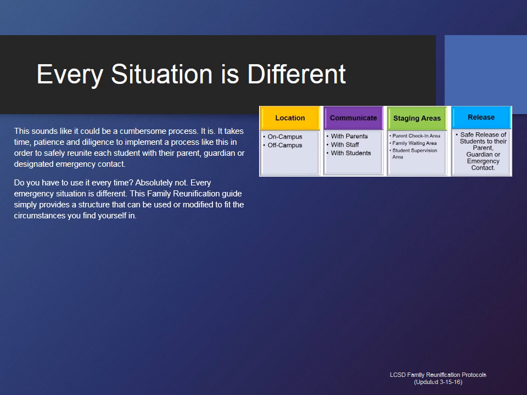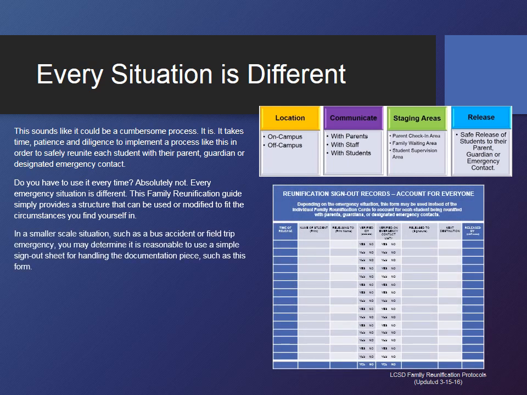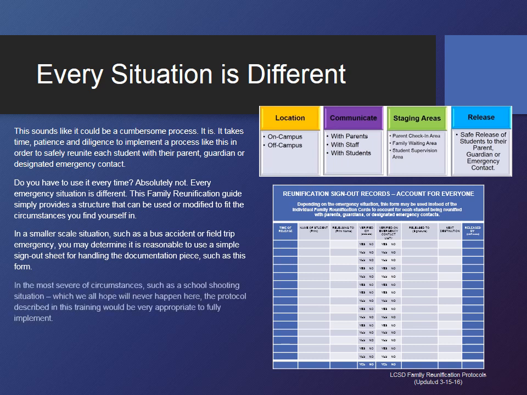This family reunification guide simply provides a structure that can be used or modified to fit the circumstances you find yourself in. In a smaller scale situation, such as a bus accident or a field trip emergency, you may determine it is reasonable to use a simple sign-out sheet for handling the documentation piece, such as this form. In the most severe of circumstances, such as a school shooting situation, which we all hope will never happen here, the protocol described in this training would be very appropriate to fully implement.